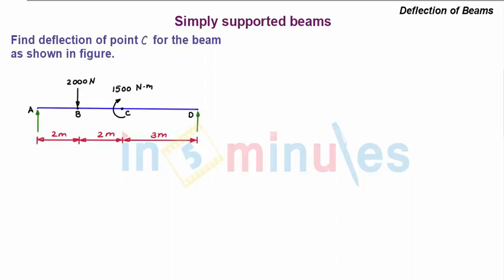We take a problem on deflection of beams, and we consider simply supported beams. Our problem statement is: find the deflection of point C for the beam as shown in the figure. So this is a figure of a beam.